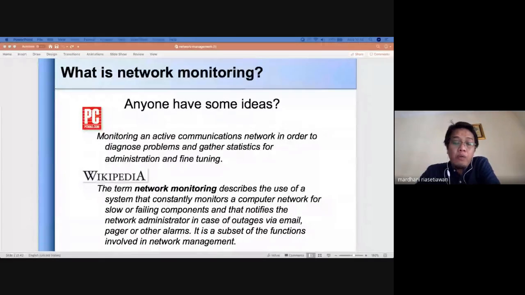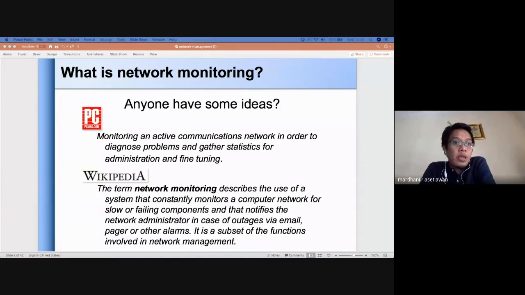our networks. So the main purpose of network monitoring is to monitor an active communication network in order to diagnose problems, gather statistics for administration, and fine tuning. So this is the first definition of network monitoring.